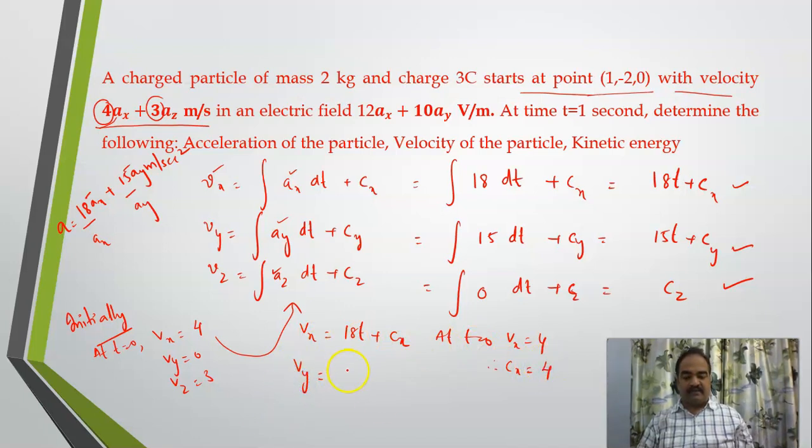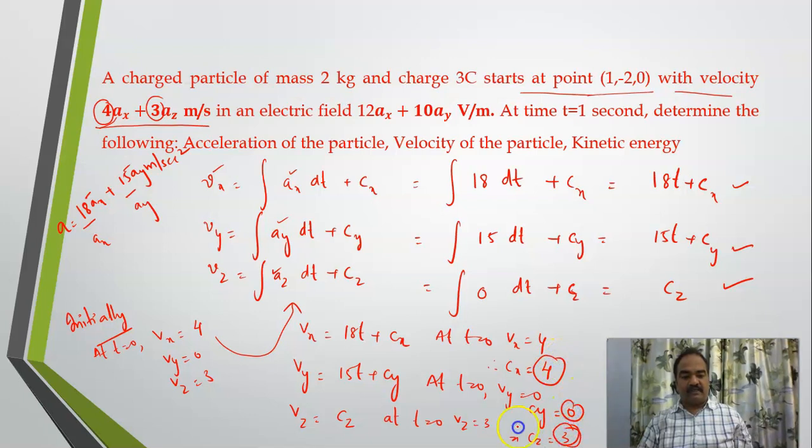Initially, vy is equal to 15t plus cy, right? So at time t is equal to 0, vy was 0, so cy was 0. At time t equals 0, vz was cz only. So vz was 3, so I'll get cz is equal to 3. So my components are 4, 0 and 3. These were the initial values. So I will substitute them now.